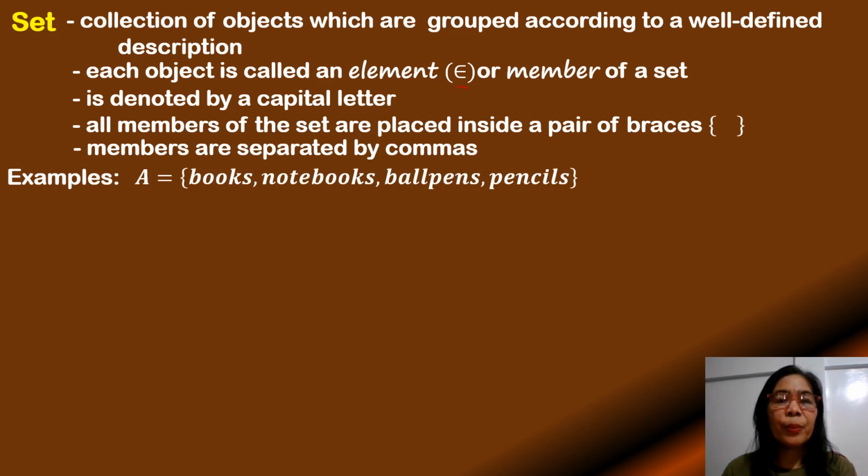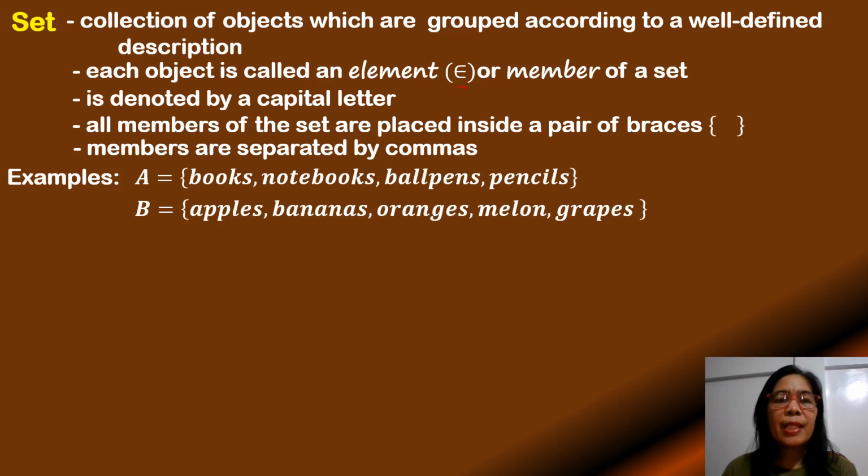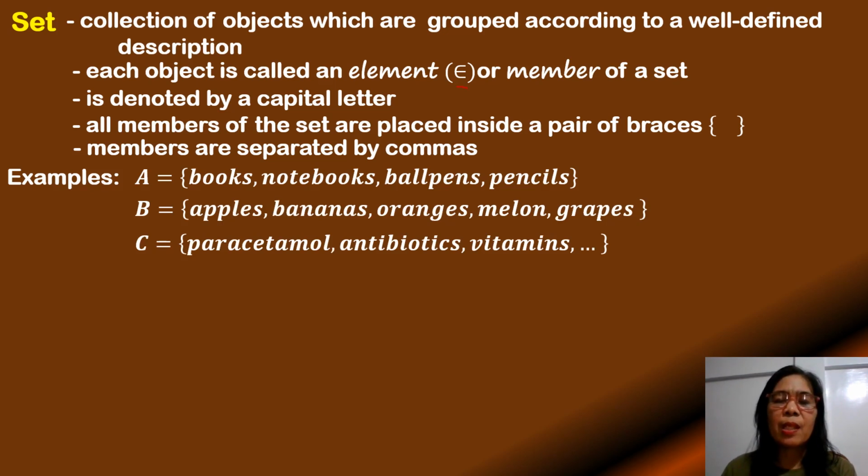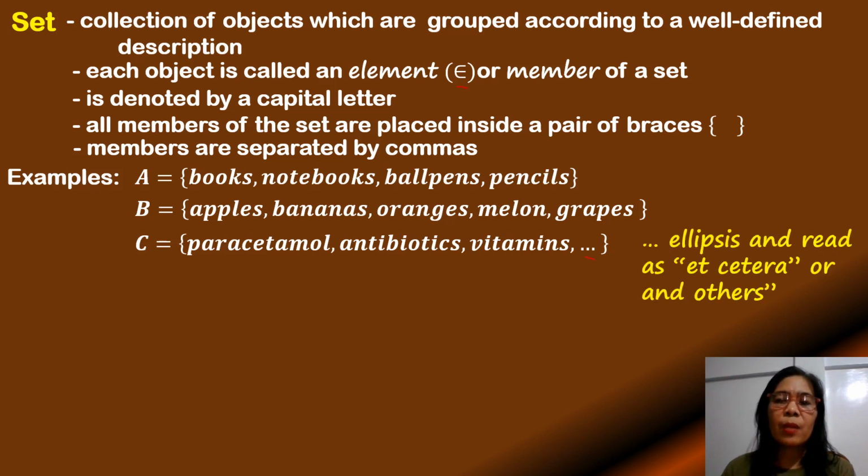A is a set of books, notebooks, ball pens, and pencils. B is a set of apples, bananas, oranges, melon, and grapes. C is a set of paracetamol, antibiotics, vitamins, and you will see this three dot symbol. We call this one an ellipsis, and we read this as etc. or and others. That means there are still other objects belonging to set C having the same description as that of paracetamol, antibiotics, and vitamins.